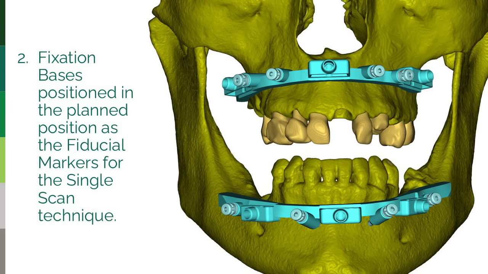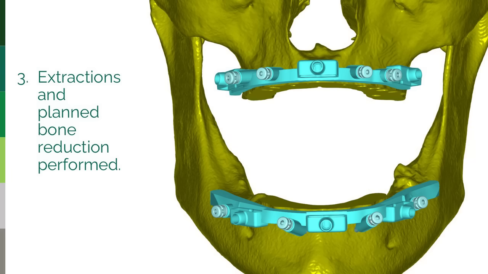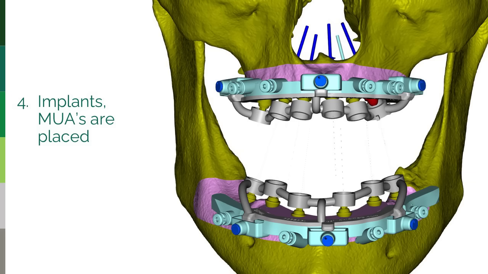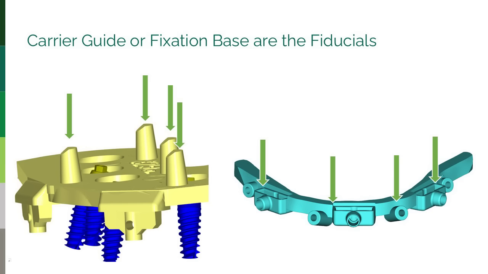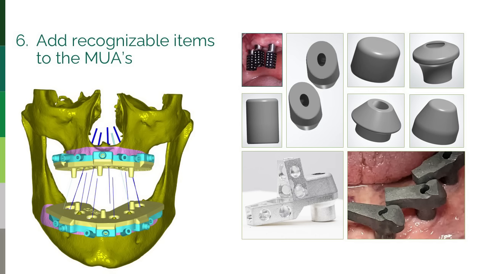So pin guide, extraction, bone reduction guidance, and the whole time the fiducial marker is in the mouth. Basically the fixation base is the fiducial marker along with the scan guide. Implants, scan guide goes in. These are the anatomical features that are 3-dimensional, very easy to scan. And then there are many different things on the market that go onto an MUA that are used either for tissue scanning or for stacking.